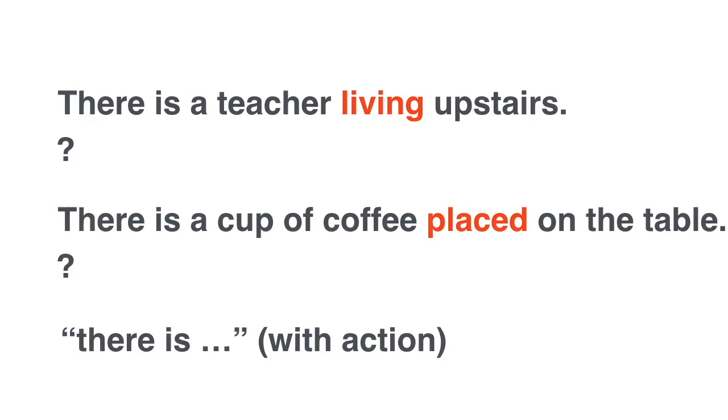But is it important to be able to say this? Is it important to be able to specify what action caused the teacher to be upstairs? Well, yes, if the teacher is living upstairs, then this is an apartment. But if the teacher is working upstairs, then this will be a school. The action conveys a lot of information that explains why the person or object is there. So how do you say there is a teacher living upstairs?